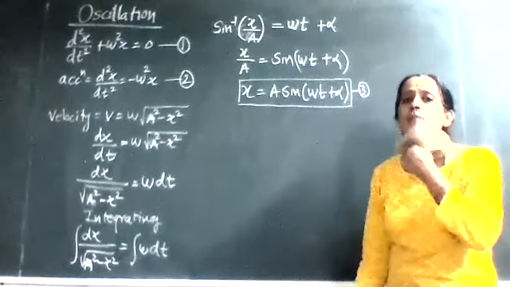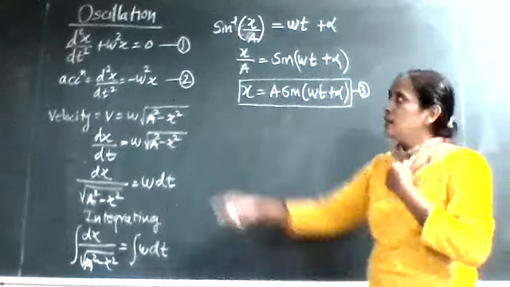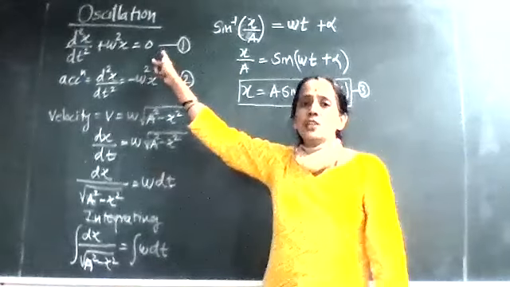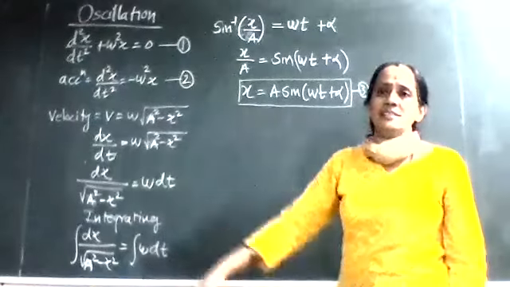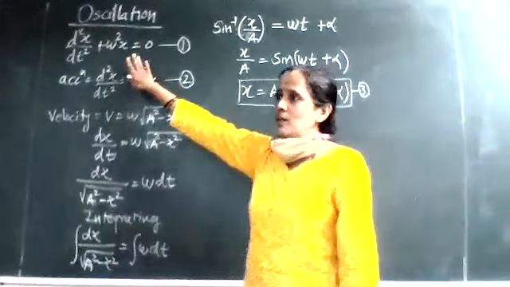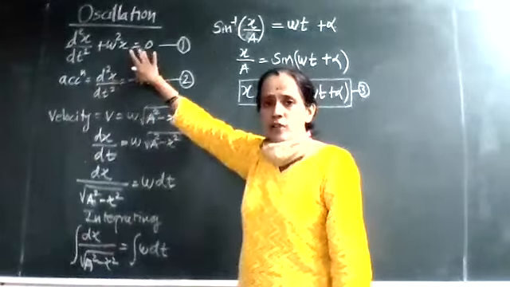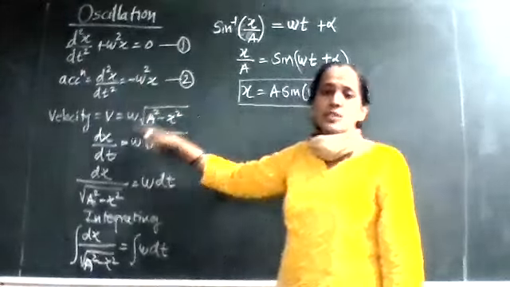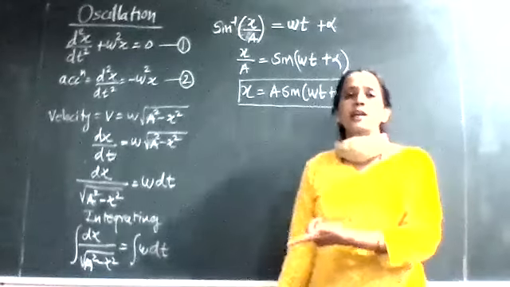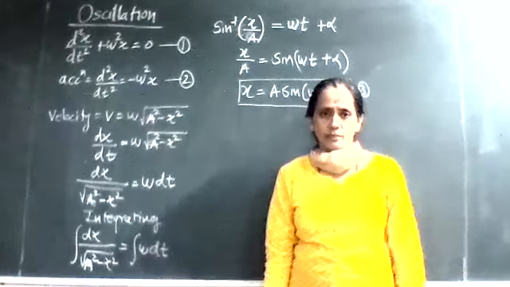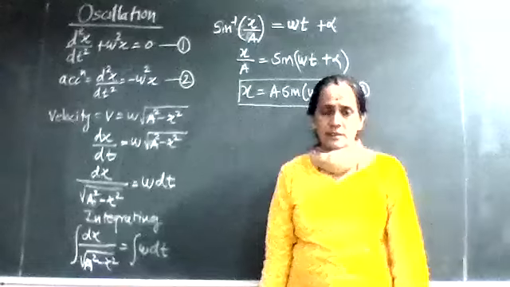So this is your 3-mark question: write down the differential equation of linear SHM, and derive the expressions for acceleration, velocity and displacement. In that manner, you can cover your 3-mark question. Got it? Any doubt?